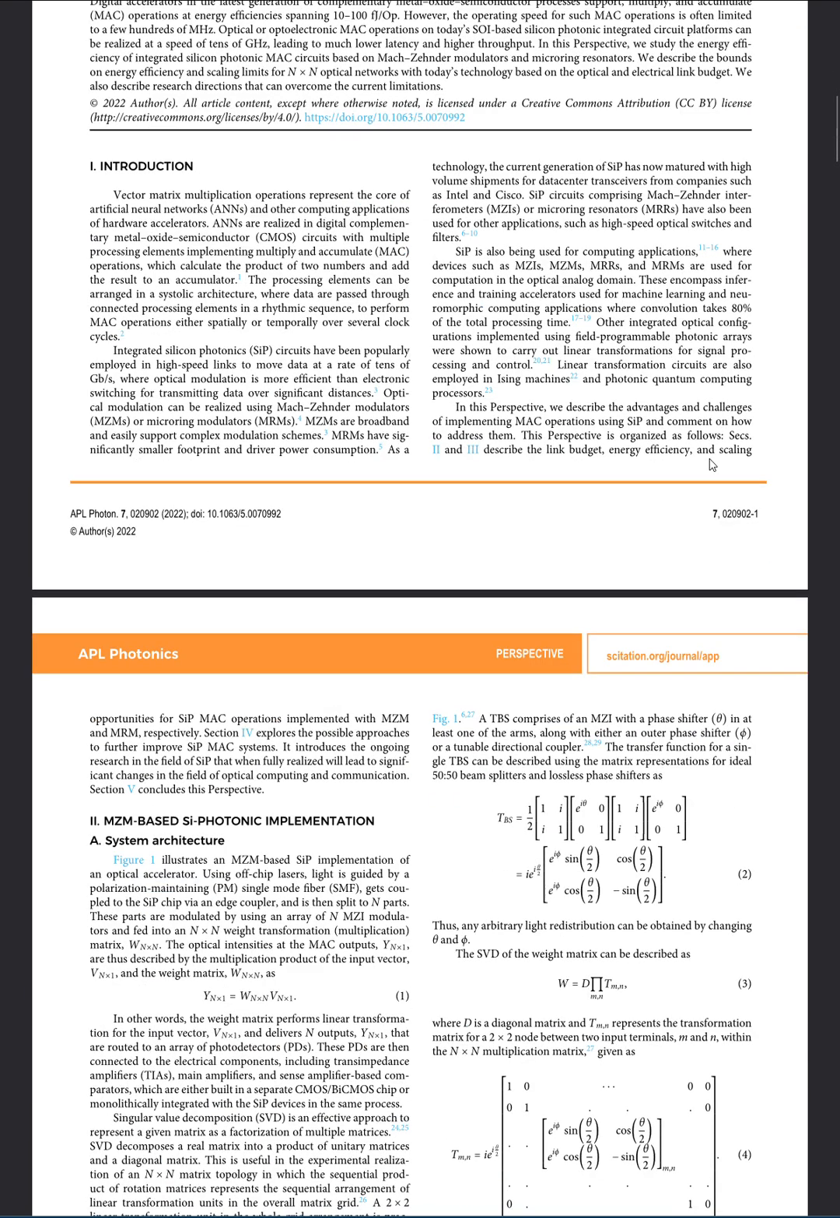Moving on to the introduction section. Integrated optical modulation is more efficient than electronic switching for transmitting data over long distances. The Mach-Zehnder modulators are broadband and support complex modulation schemes. Micro-ring modulators have a smaller footprint and lower driving power consumption than digital CMOS technology. And the current generation of silicon photonics has matured with high volume shipments for data center transceivers. These Mach-Zehnder interferometers and micro-ring resonators are used as high-speed optical switches and filters.